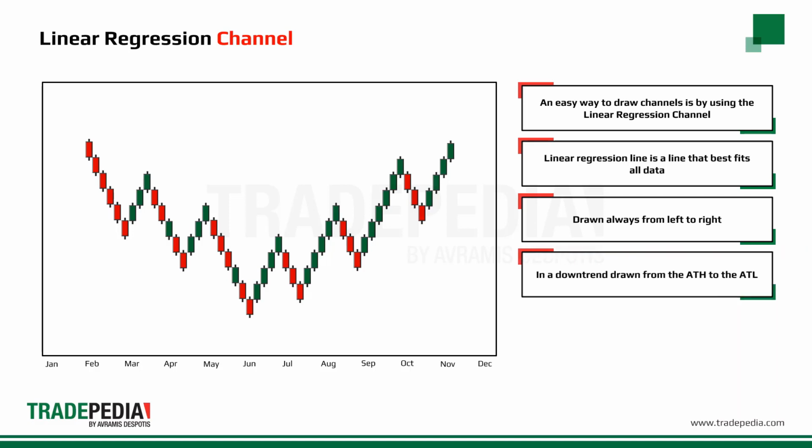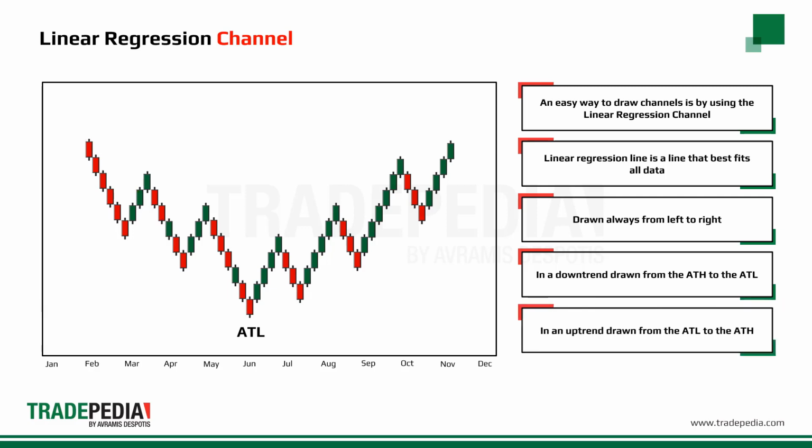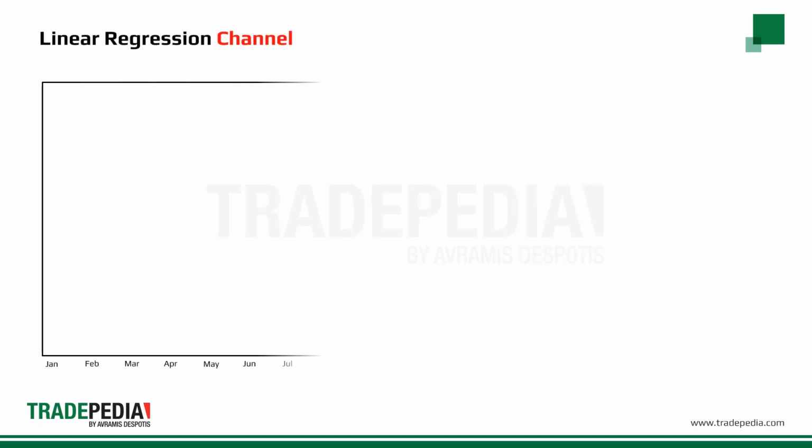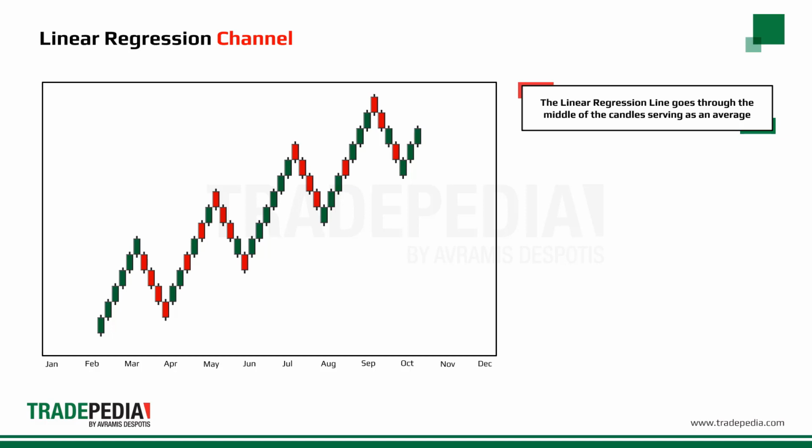In a downward trend, we draw it from the all-time high to the all-time low of our time frame, while in an uptrend, we draw it from the all-time low to the all-time high of our time frame. The linear regression line goes through the middle of the candles, serving as an average of the data.